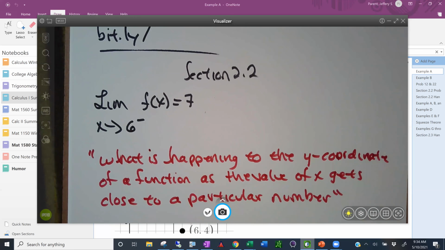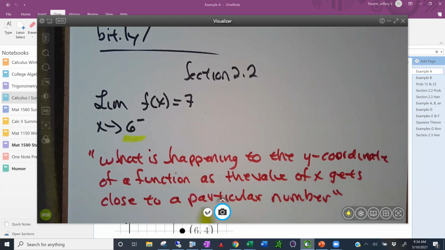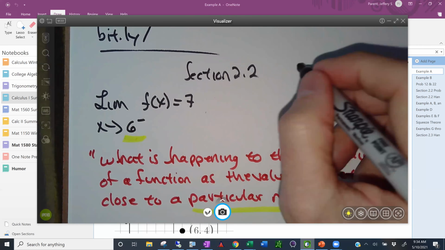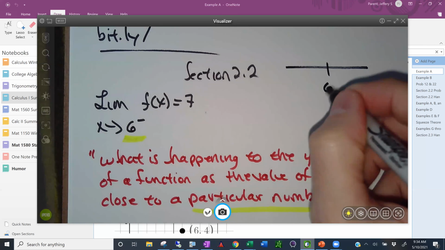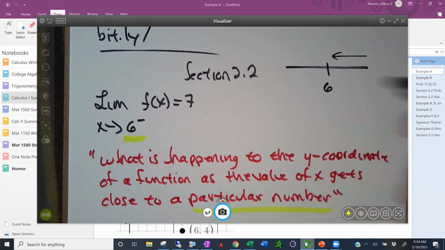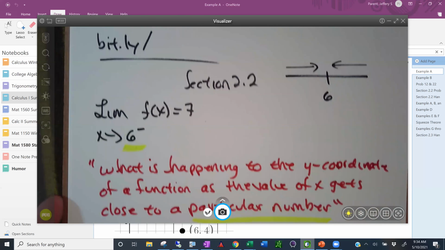So what's happening to the y coordinate of a function as the value of x gets close to a particular number? That particular number is this right here. So in this example, it says x gets close to 6. Now there's two ways you can approach 6. You can approach 6 from the right or the left. You can get close to it in either direction.